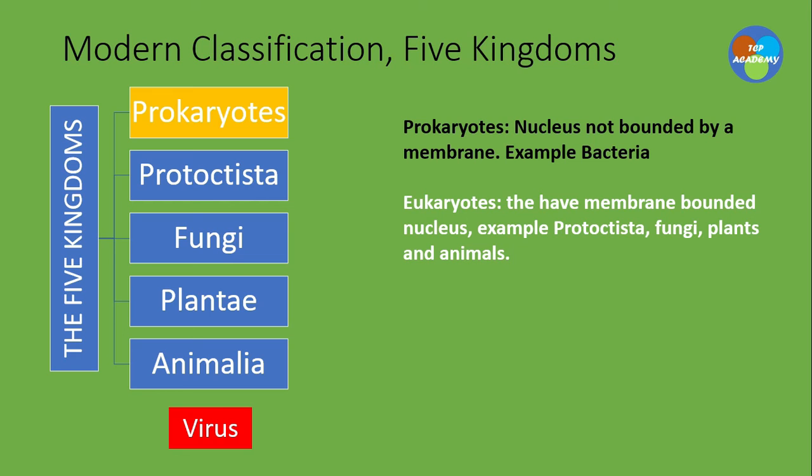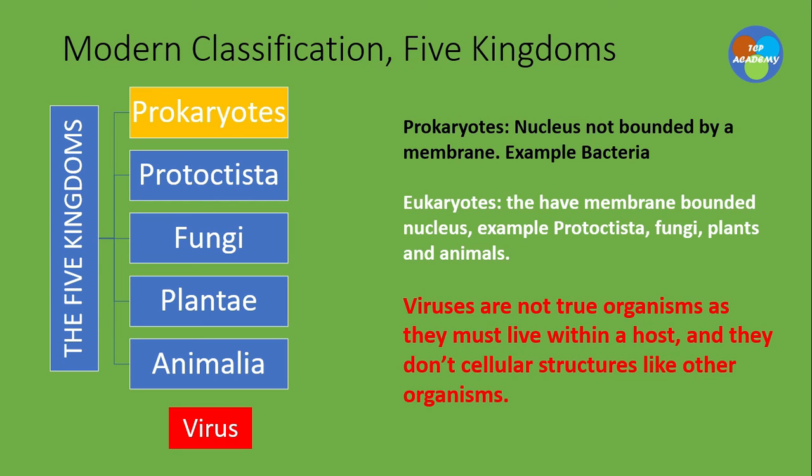Now, eukaryotic organisms have a membrane-bounded nucleus. Example, the protoctista, the fungi, plants, and animals, their organelles are bounded by membrane. And you're going to be seeing this when we get to cells and we're looking at the various organisms from the different kingdoms. Viruses are not true organisms as they must live within a host and they don't usually have a structure like other organisms. It's important to note that.